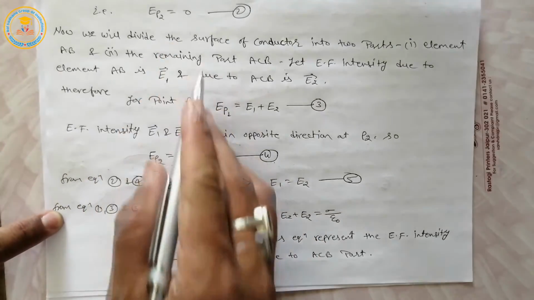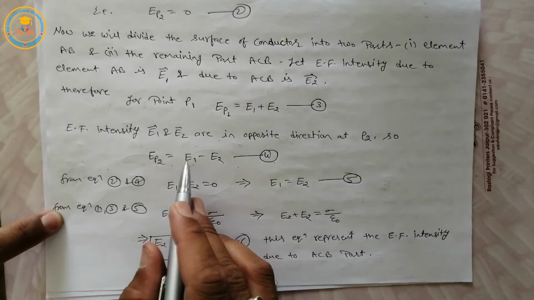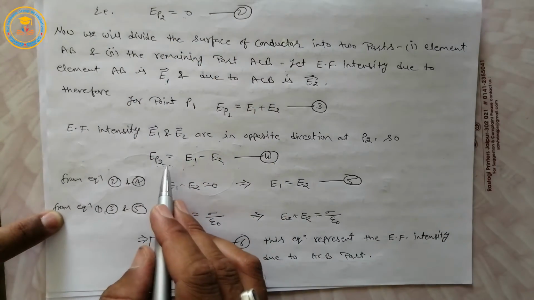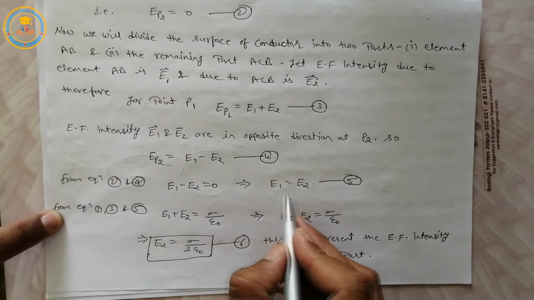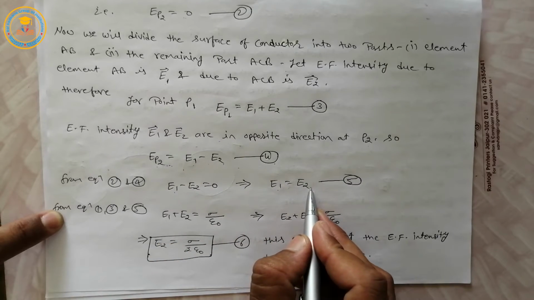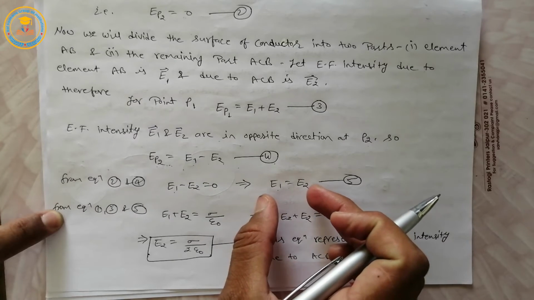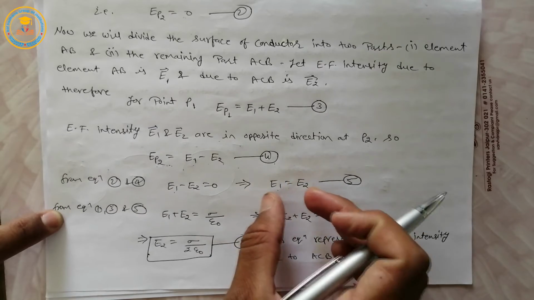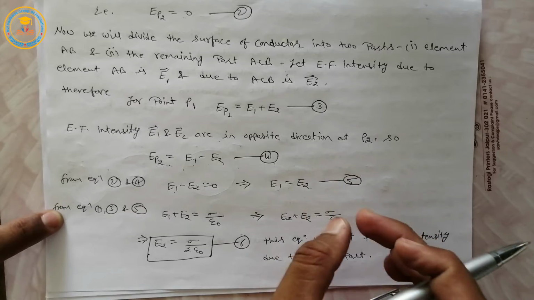So from equations 2 and 4 we can write E1 minus E2 is equal to 0. Putting the value of EP2 from equation 2 in equation 4, we get E1 is equal to E2. It means the magnitude of electric field intensity due to element AB and the remaining part ACB will be the same.